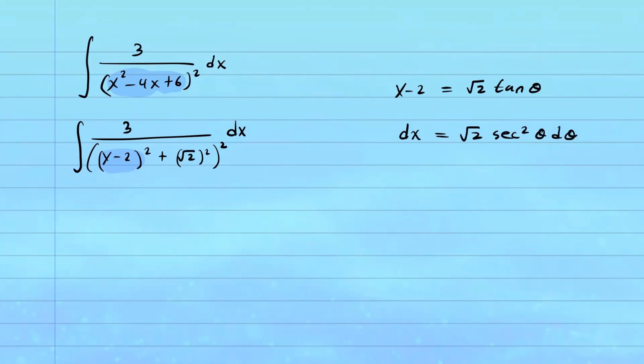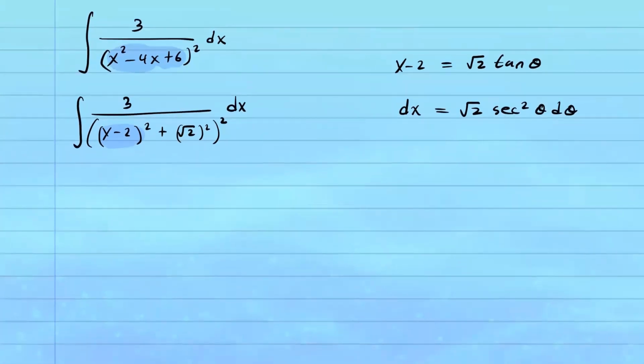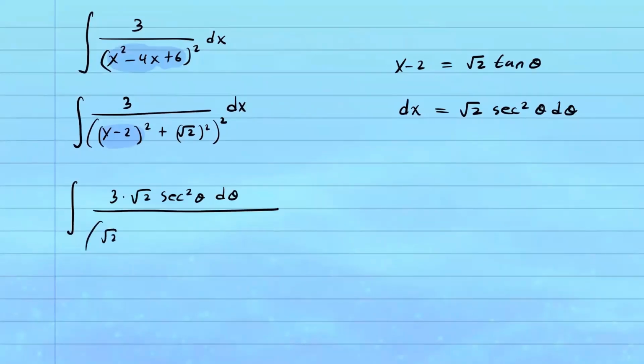So now once you do that, let's come back to our integral and change everything in terms of theta. So we got 3 dx, that's going to be square root of 2 times secant squared theta d theta. And on the denominator, you're going to get x minus 2, well, that's replaced by square root of 2 tangent theta, squared, plus just square root of 2 squared, that's just 2. Let's write it like that.